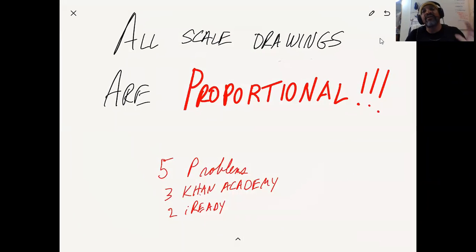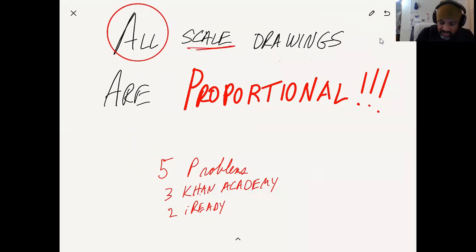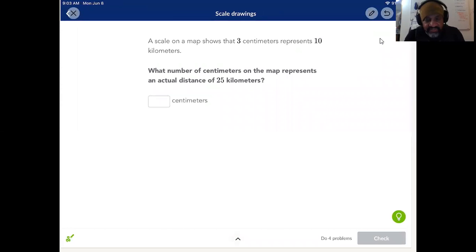All right. For Monday, one of the things that we found is that scale drawings are all proportional. Let me say that again. All scale drawings are proportional. When you see the word scale, scale drawings, you should assume proportionality. So I'm going to do 5 problems, 3 from Khan Academy, 2 from iReady, and that's it. So let's go. Also, if you need to understand why they're proportional, just go watch the video for Monday.